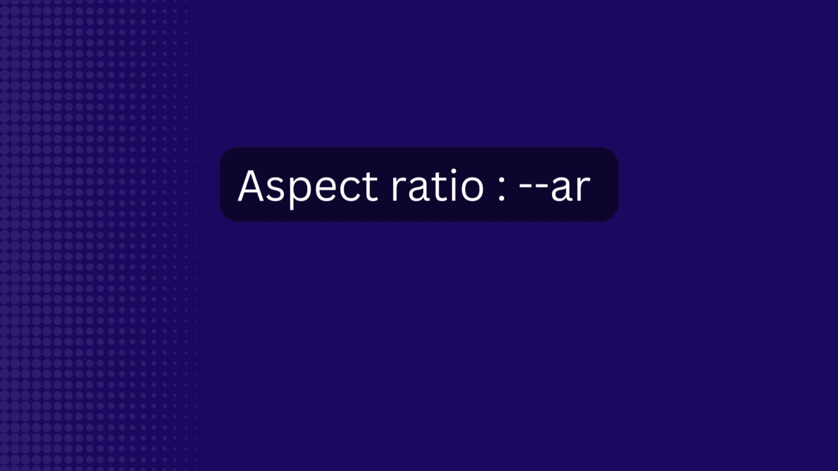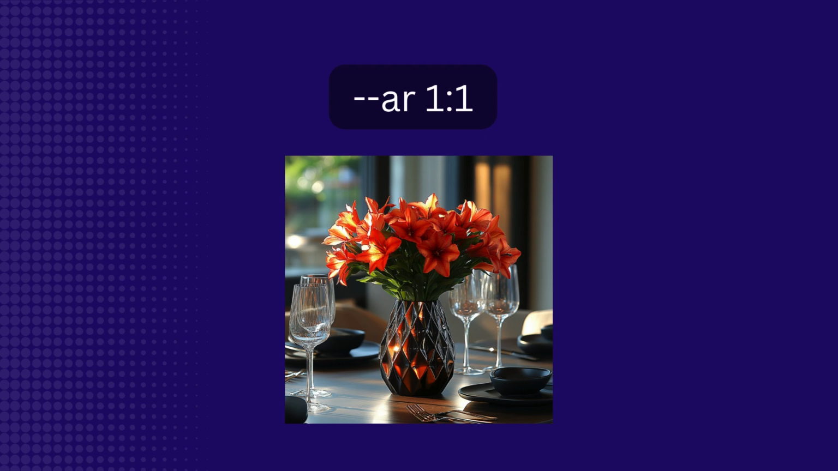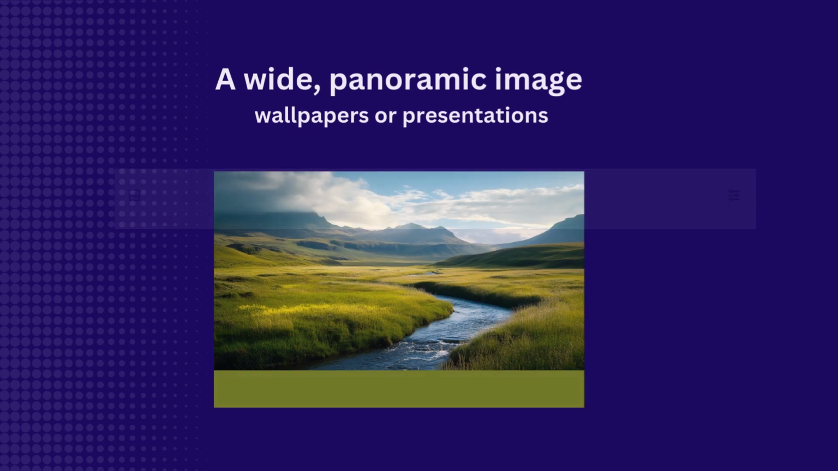Parameter number 1, aspect ratio, --ar. This parameter changes the dimensions of your generated image. By default, Midjourney uses a 1:1 aspect ratio, but you can adjust it to fit your specific needs. Examples. Prompt: a serene landscape, --ar 16:9. Result: a wide panoramic image, ideal for wallpapers or presentations.